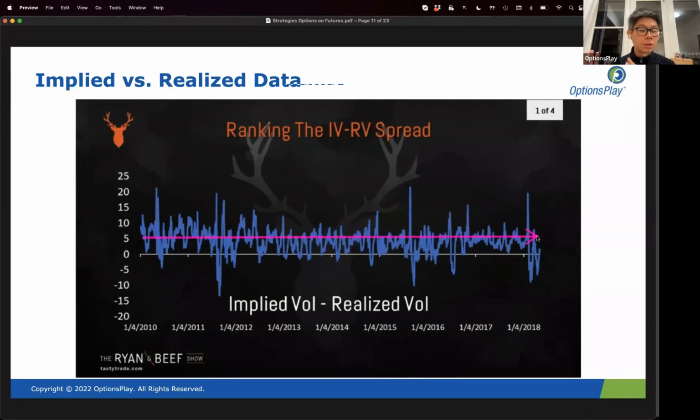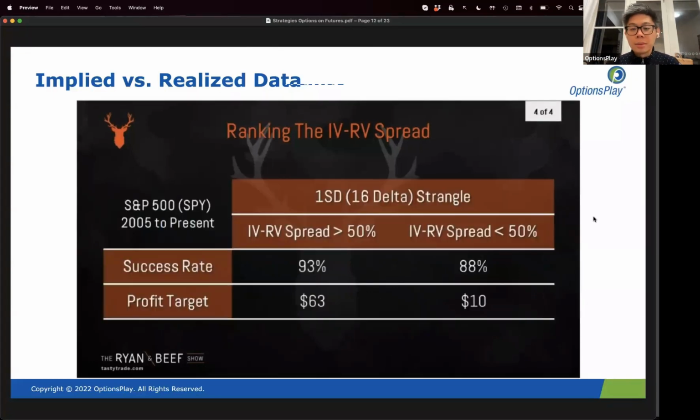So implied volatility on the S&P 500 ends up being on average about 4% higher in the long run than realized volatility. So just further data. And this is some backtesting that they did. They also tried looking at selling 16 delta strangles on the S&P 500 from 2005 to present.